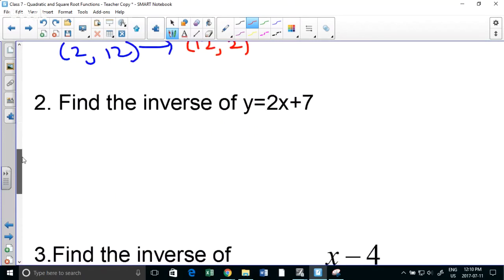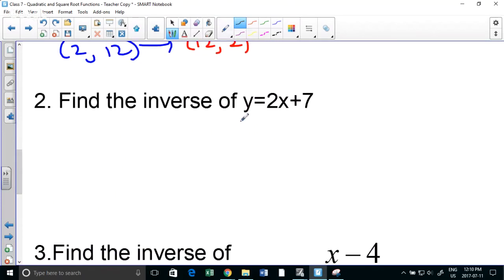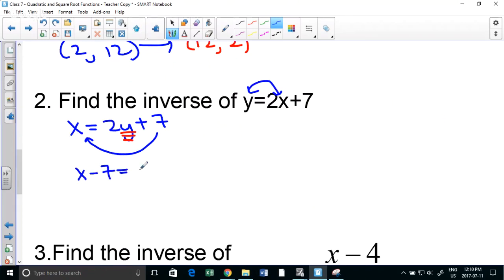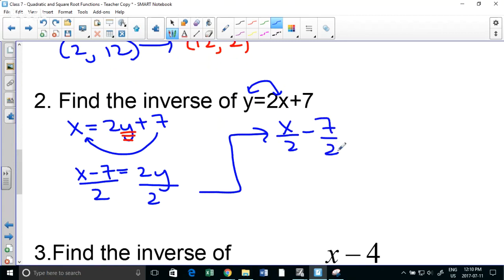If I have to do this algebraically, you switch the x and the y value. So step 1, switch the x and the y value. And now I'm going to work to isolate the y. So the first thing I'm going to do is move this to the other side, and I'm going to divide by 2. Giving me x over 2 minus 7 over 2 equals y. So these two things are inverses.